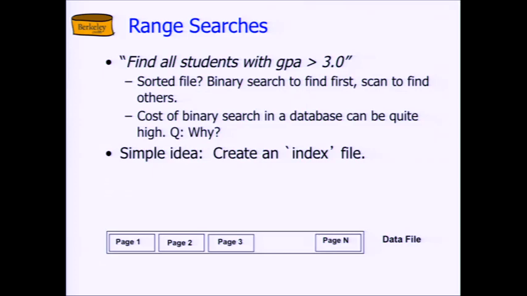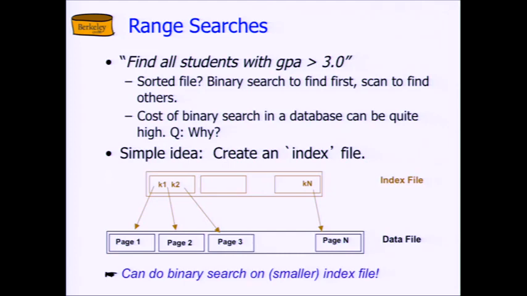So the simple idea, if we have this data file, instead of doing binary search in this sorted file, we'll create an index file on top of it, right? It'll kind of look like this, and it's going to allow us to do a much more efficient search because we're going to do binary search in our little index file. And the index file is going to contain pointers to the pages of the sorted data file, and it's going to contain keys that tell us the lowest value on the page whose pointer is to the right. So K1 is the lowest value on page 2, which means anything less than K1 is on page 1. Right? Kn is the lowest value of anything on page n.